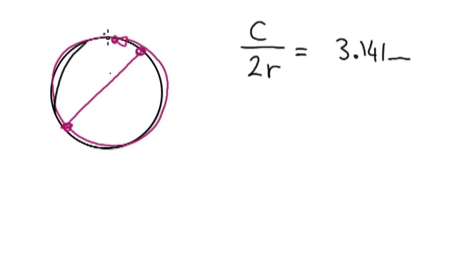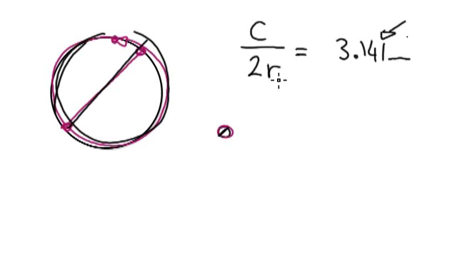So for a big circle, get the circumference divided by this distance, and it's going to give you 3.141 blah blah blah. Even if you get a small circle, as long as it's a circle, if you get this distance divided by 2r, you're going to get this same number again. So it works for a big circle, and it works for a small circle as well.